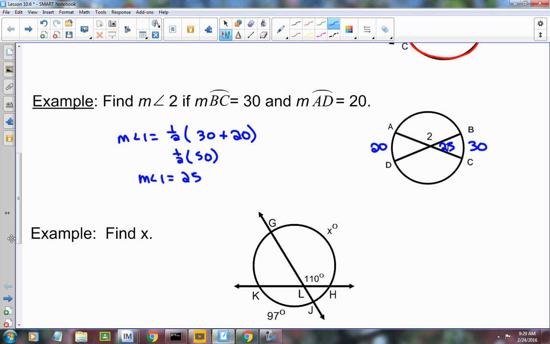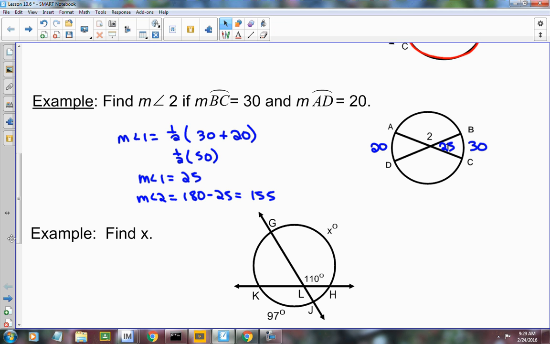Okay, and so if the measure of angle 1 is 25, what am I going to do to find the measure of angle 2? Okay, they're supplementary because they're a linear pair. So 180 minus 25 would be what, 155?